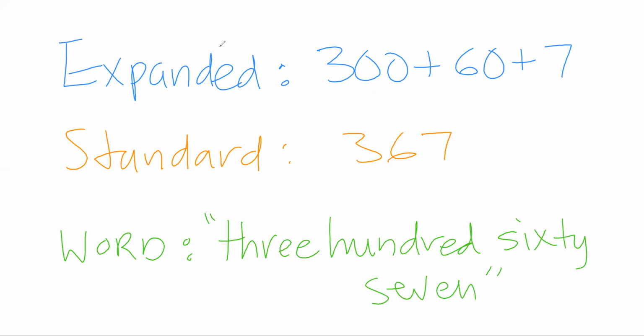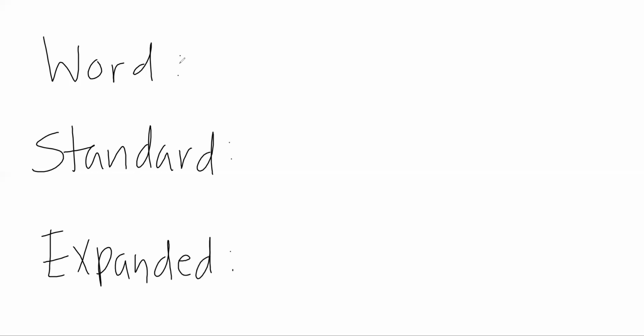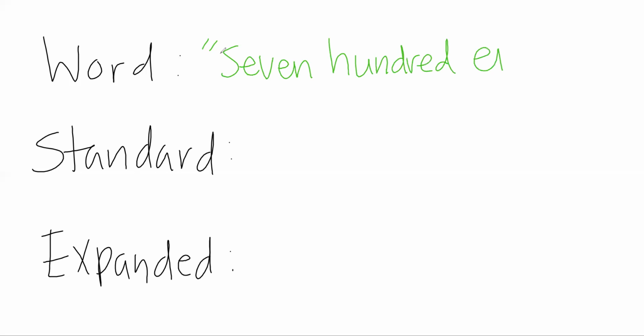So let's just play around. Let's do one last one where we're going to look at them all. I'm going to start with word, then go to standard, and then go to expanded. Once I write the word form down, pause the video, solve the rest, and then unpause and see how we did. So word form, I'm going to say 780. Okay, got tricky. So go try that out, 780.